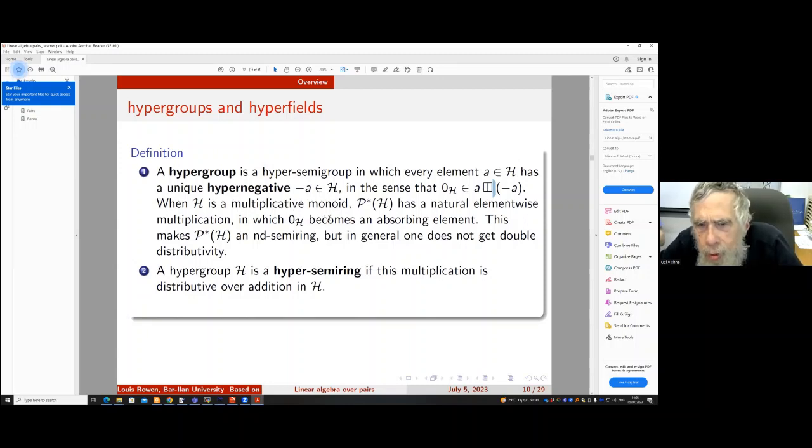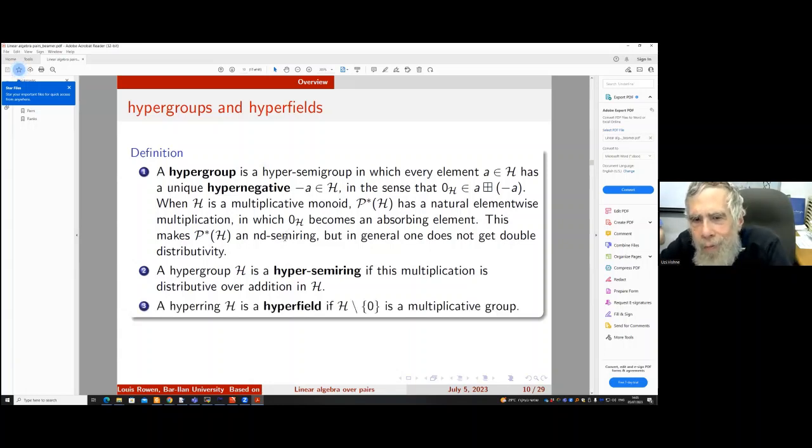So when H is also a monoid, then you have an element-wise multiplication, and that altogether makes the power set a semi-ring. It's almost a semi-ring, but sometimes one doesn't get distributivity in the power set. That's a bit of a pain, but one often has to deal with the lack of distributivity.